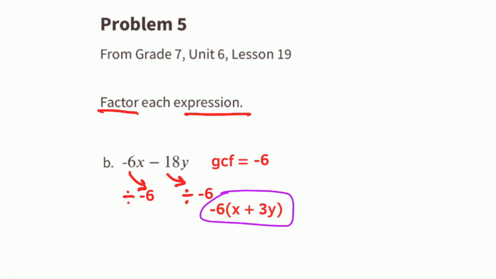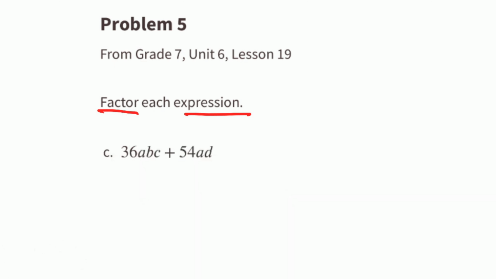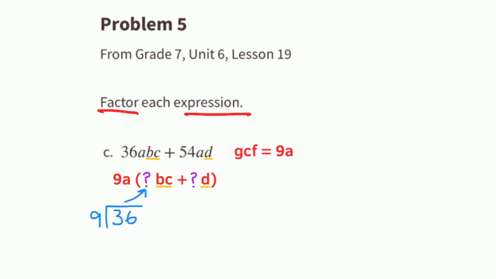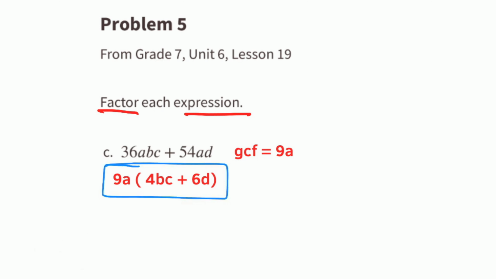C. The greatest common factor is 9a. So we can put 9a on the outside of the parentheses. 36 divided by 9 is 4, so we can substitute this question mark with a 4, and we'll bring down the b and the c. 54 divided by 9 equals 6, and we'll bring down the d. Now the factored expression reads 9a times 4bc plus 6d.